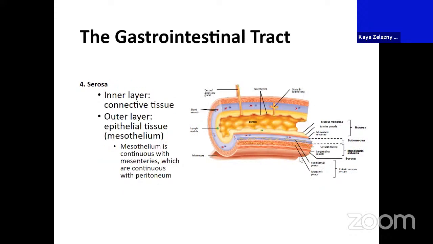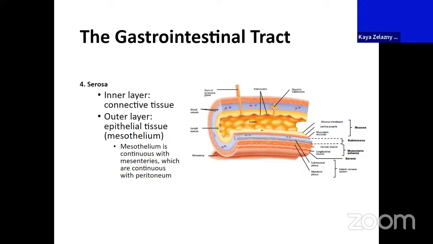Okay. So that's the muscularis externa. Now we have that final fourth layer, the serosa. This is the part that you would be touching in lab when you're feeling the outside of the intestines. On the inside of the serosa, we have, again, more connective tissue. But on the outer layer, we've got some epithelium again. So we have a layer of epithelium called really the mesothelium.